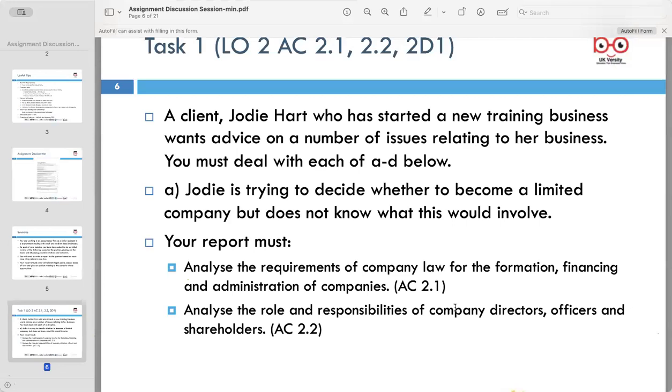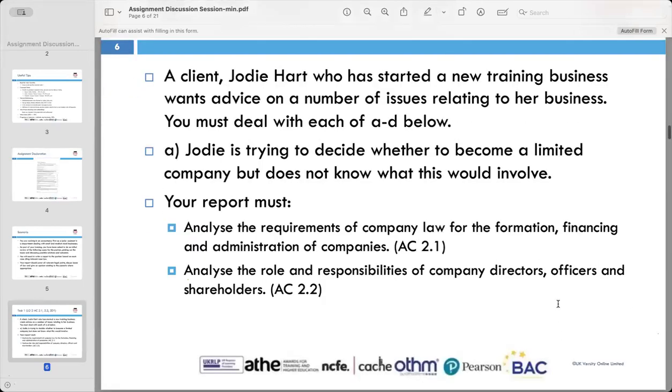Also, look into the specific roles and duties of important people in a company, for example directors, officers, and shareholders. So your report should give Jody a clear picture of what is involved if she decides to make her training business a limited company.